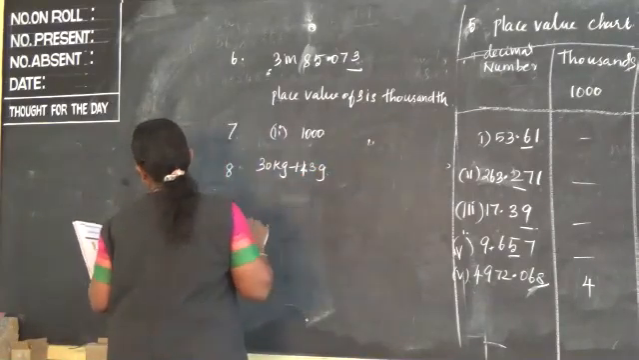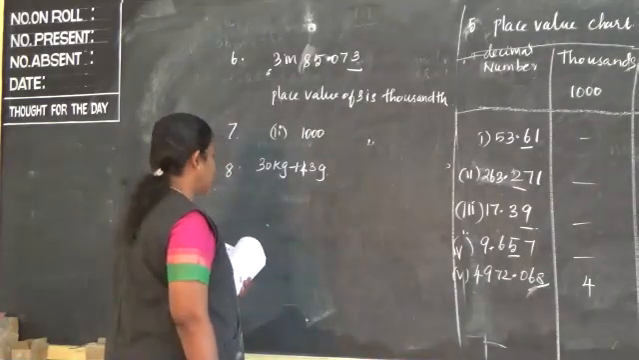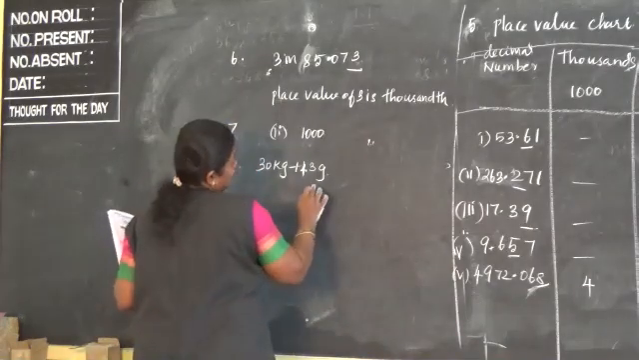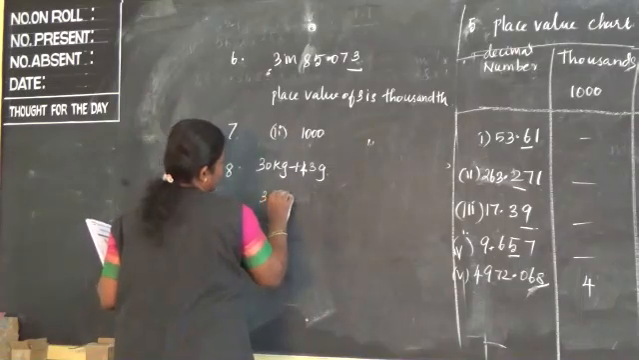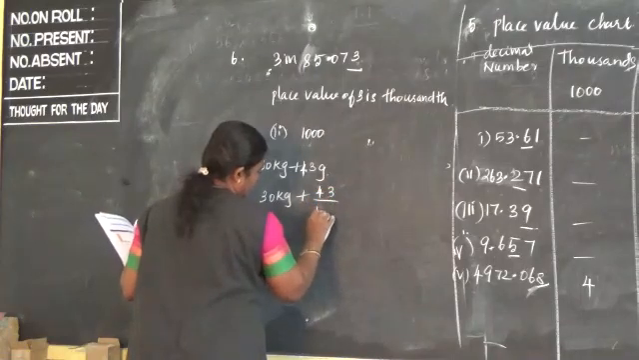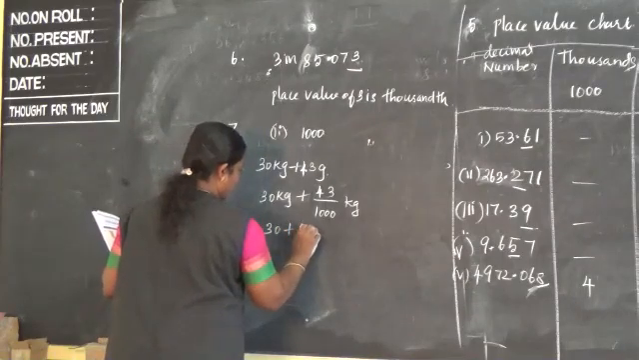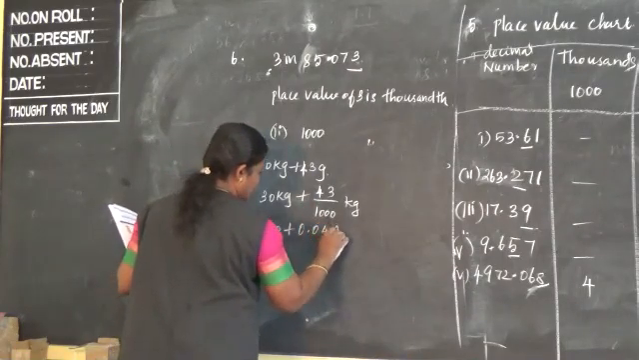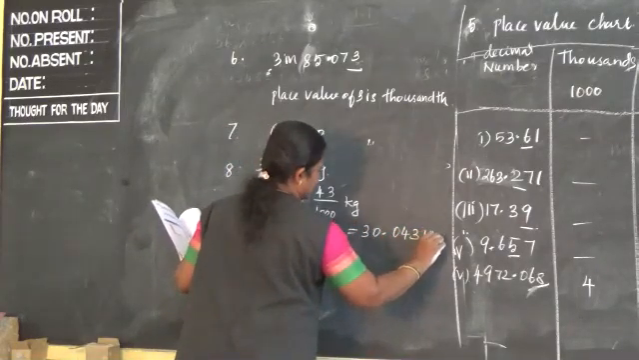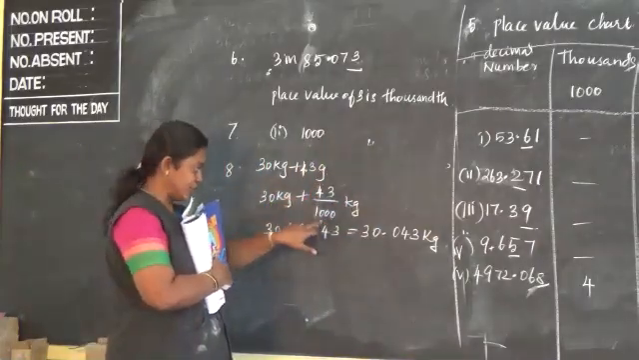43 grams. Suppose we have to write in kilograms. Already 30 kg was there in kilogram only. So only 43 grams alone we have to convert to kilogram. So gram to kilogram, we should divide by 1000. So 43 by 1000 kilogram. So 30 plus 0.043, we can write it as 30.043 kg. If you want to convert gram to kilogram, you should divide by 1000.